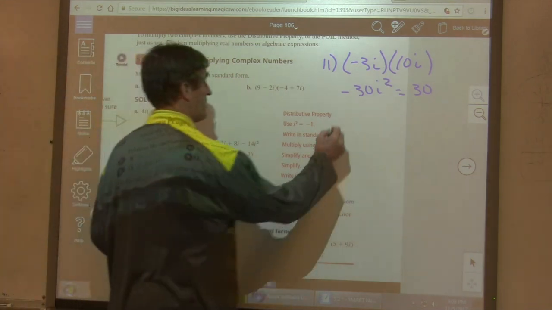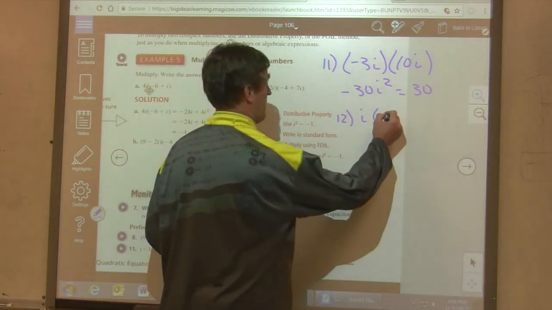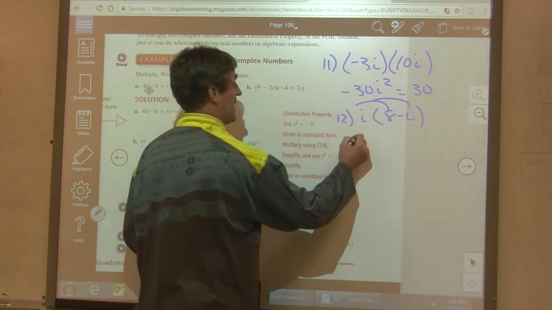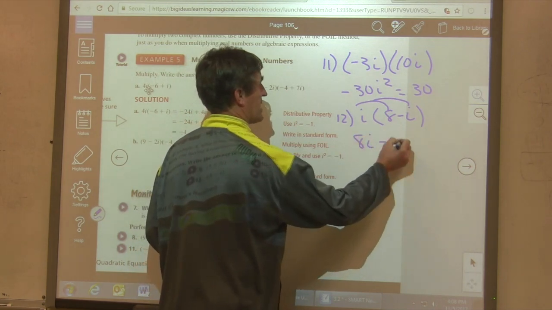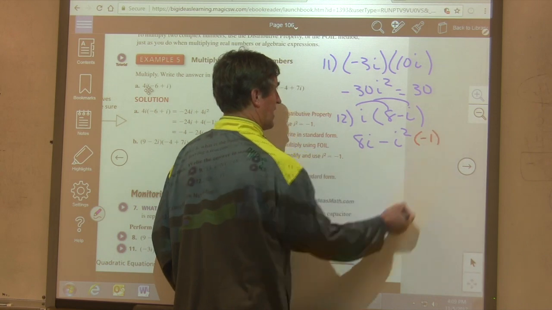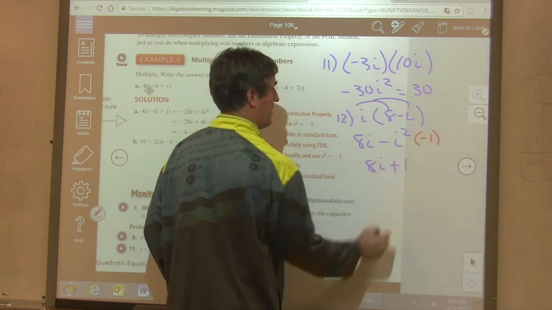If we look at 12, it says i times 8 minus i. Distribute the i, so we get 8i minus i squared. Again, that i squared is a negative 1, so the opposite of negative 1 would be 8i plus 1.